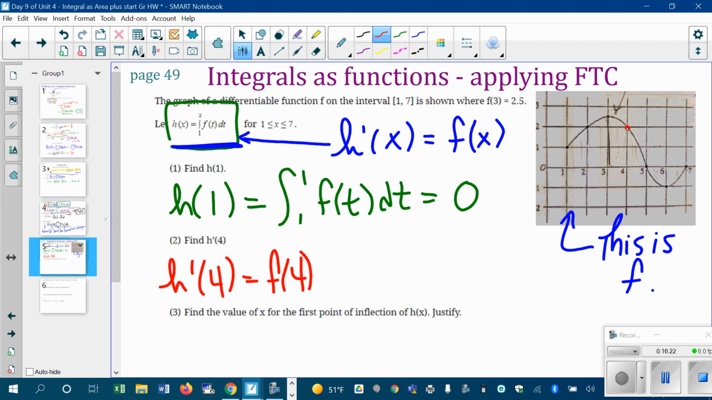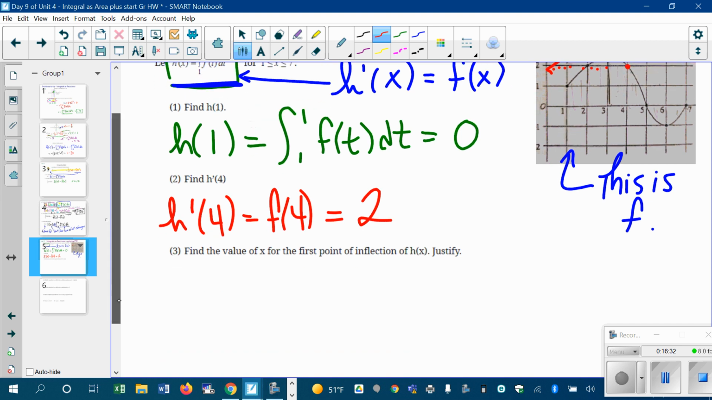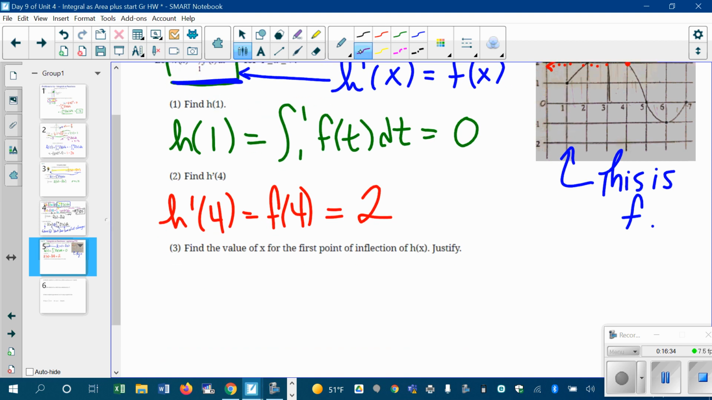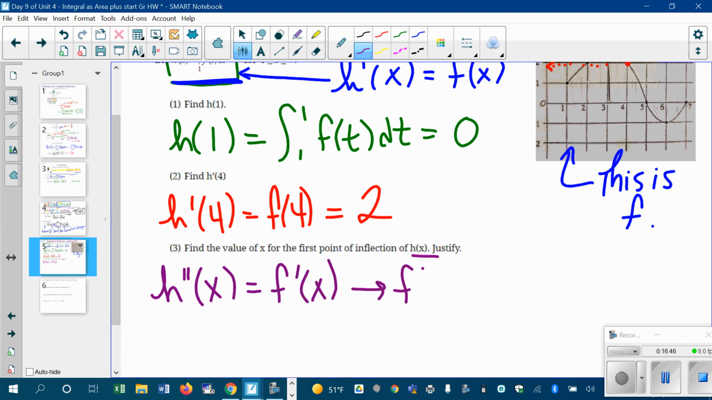And so the value of f at 4 is indicated by that point, which is then 2. All right, the next one says to find the first point of inflection. A point of inflection is where the second derivative changes sign. The second derivative of h is the first derivative of f. So I want to look for where f prime changes sign, because that would be indicative of a point of inflection.